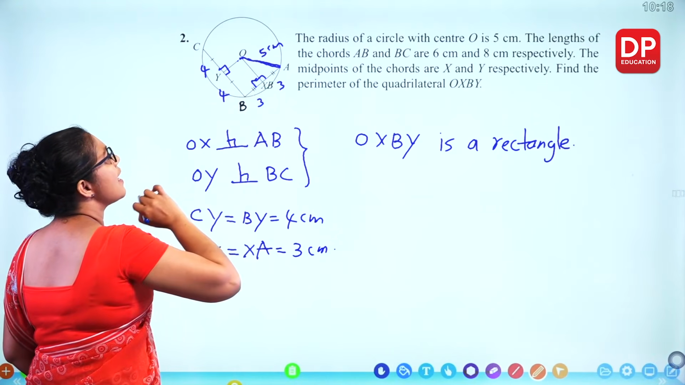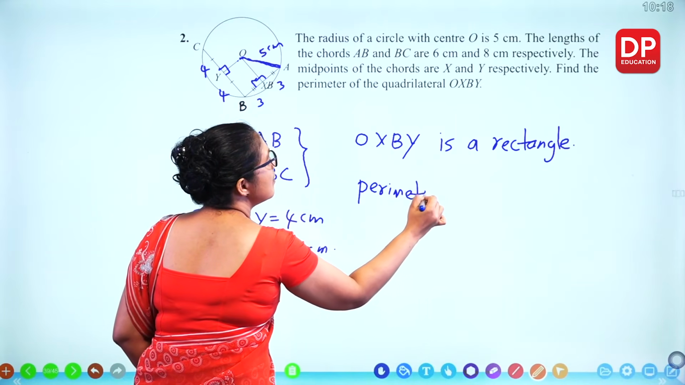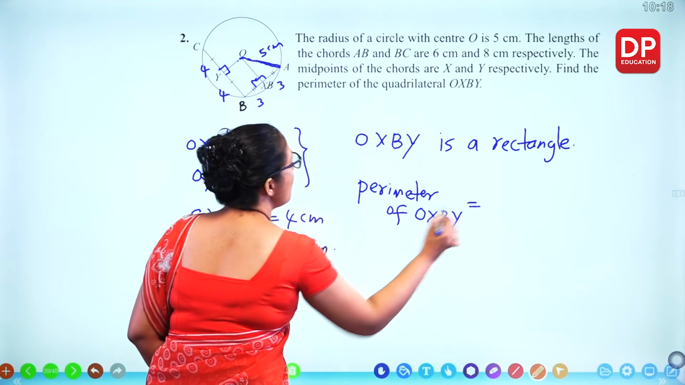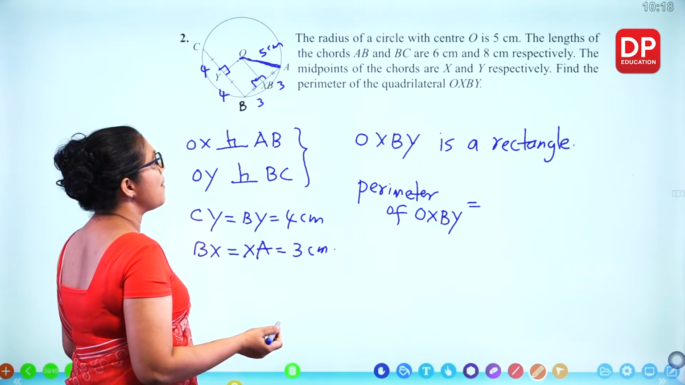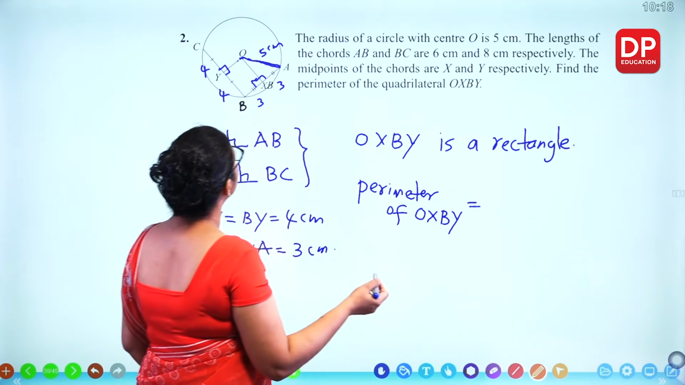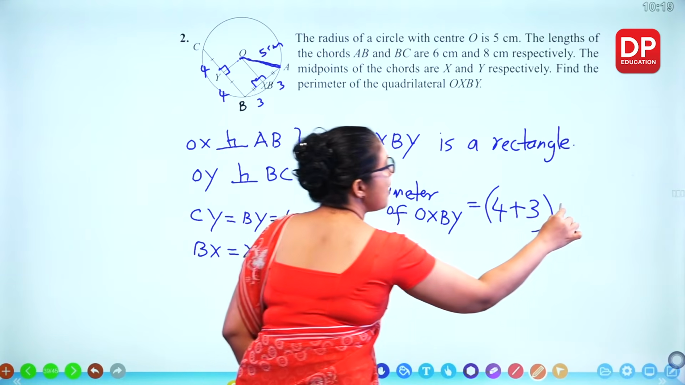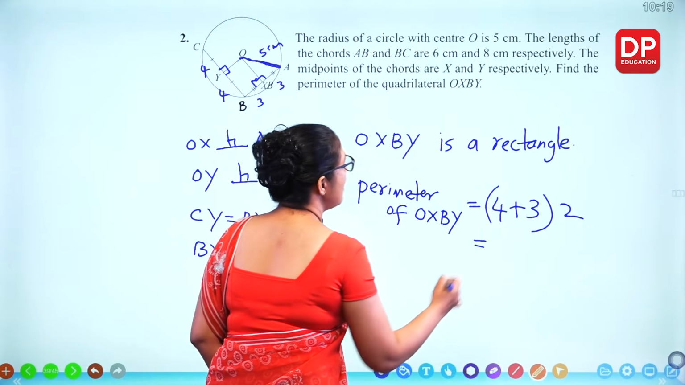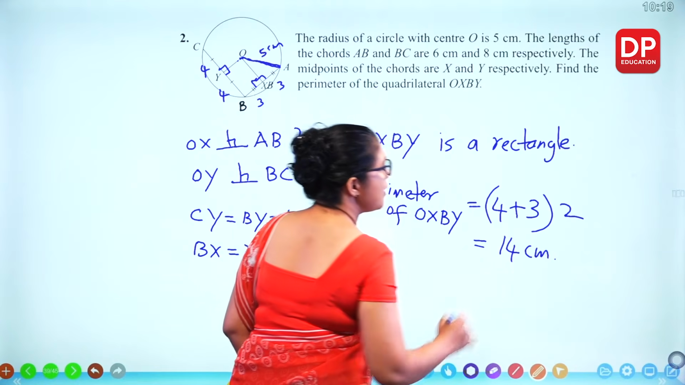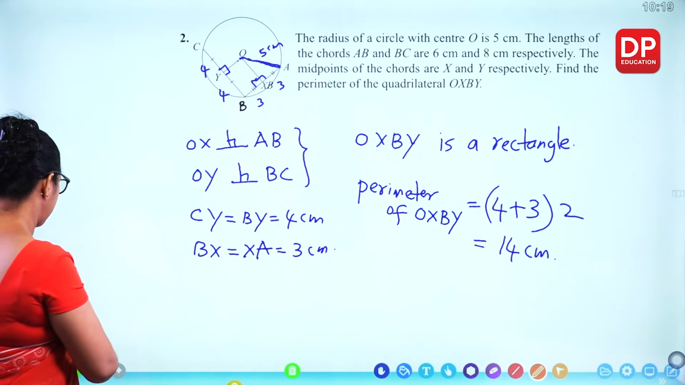So this is a rectangle, and opposite sides are equal. How can you find the perimeter of OXBY? We can add these two sides and multiply by 2. Here 4 and 3 are given. 4 plus 3 is 7, multiplied by 2. So the perimeter of this rectangle is 14 centimeters.